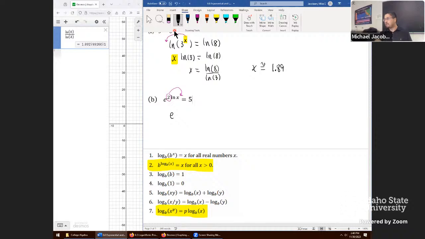So if we make that happen, here's what the reward is going to be. It'll turn into e to the power of the natural log of x squared is now equal to 5. So we're done with property number 7. Property number 2, if we wrote this out in a format that looks like log base e, it would have looked like this.